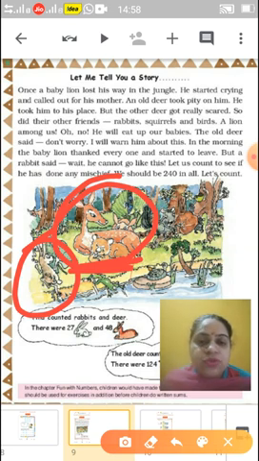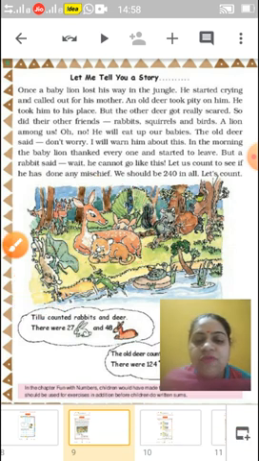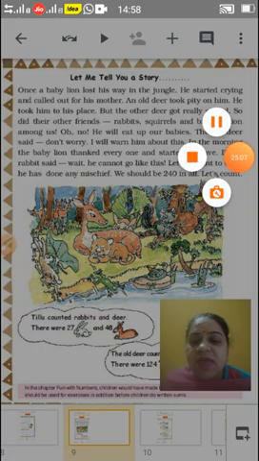Let us count to see if he has done any mischief. Now the rabbit was thinking, why is he leaving? He was thinking that he might have made some mistake. So the rabbit was telling, first we count. We should all be 240 in all. Let us count. So when they count, what is the number?